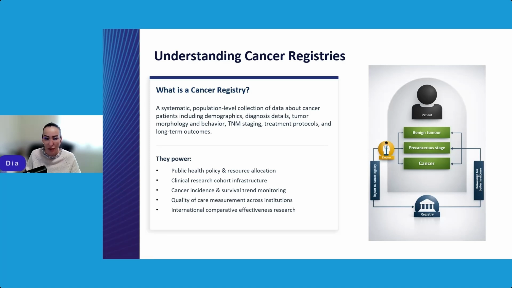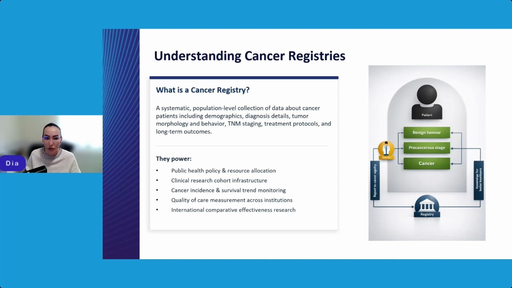So a cancer registry is a large and organized collection of data about cancer patients. It includes patient demographics, diagnosis details, tumor type and behavior, cancer stage, treatment histology, and long-term outcomes. Think of it as the most complete scientific record we have on how cancer affects populations over time.